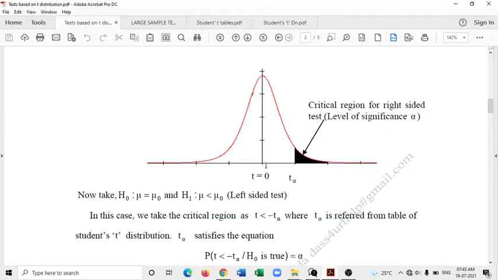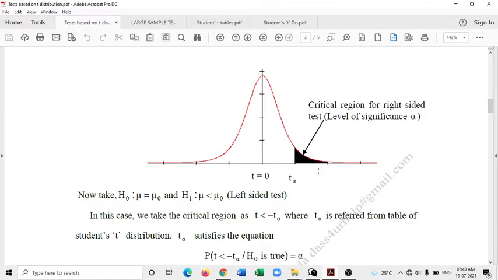But we are ready to accept the population mean as mu 0 itself till we reach T alpha, that is between 0 and T alpha. If it goes beyond T alpha, we reject the hypothesis, that is, mu equal to mu 0 is rejected if T is greater than T alpha. So the area from T alpha to infinity is alpha. If alpha is 0.05, the area will be 0.05.